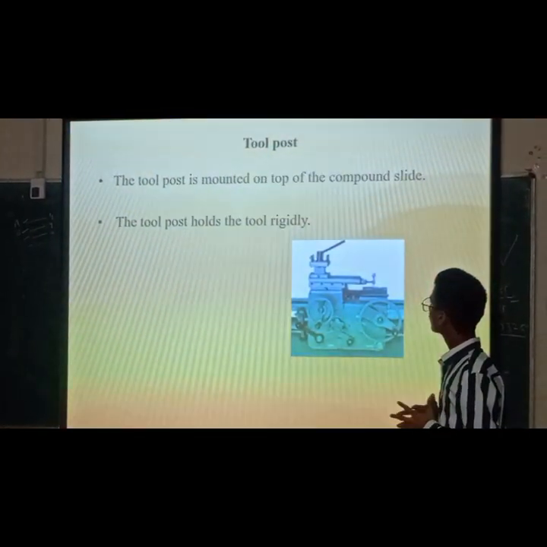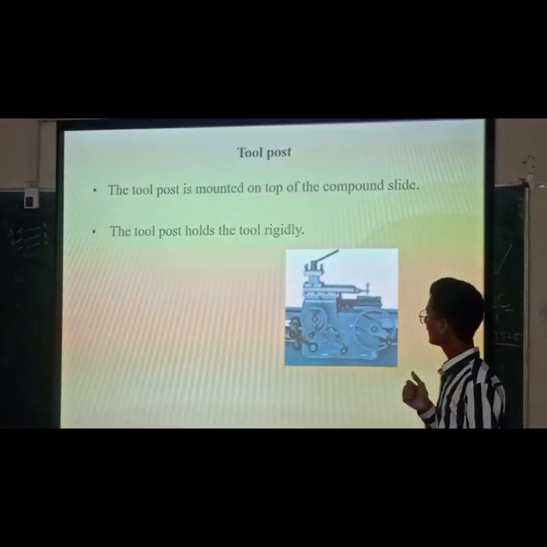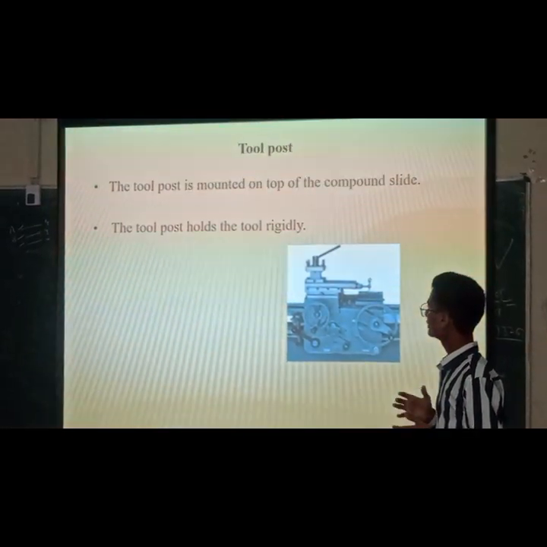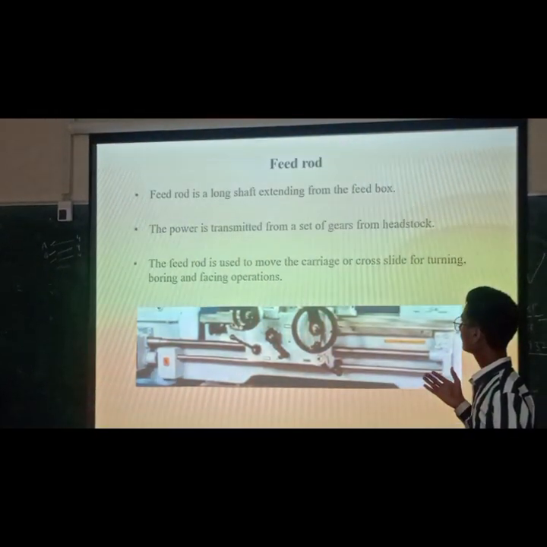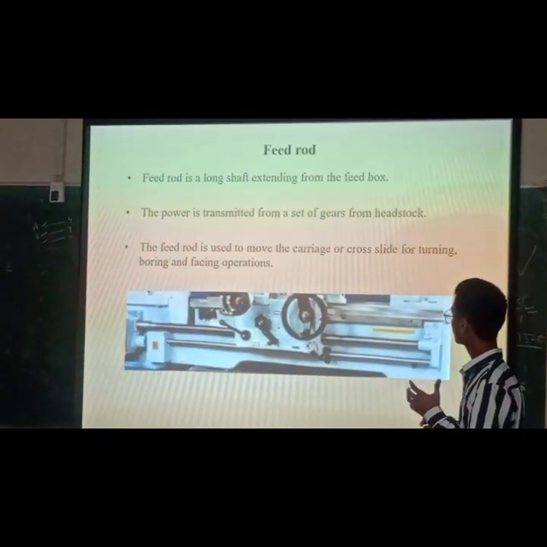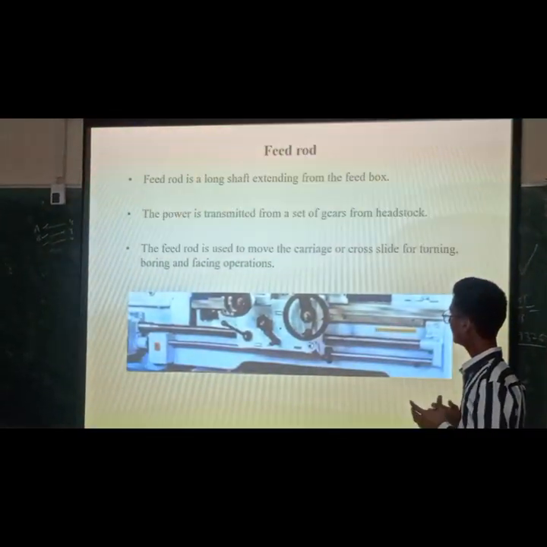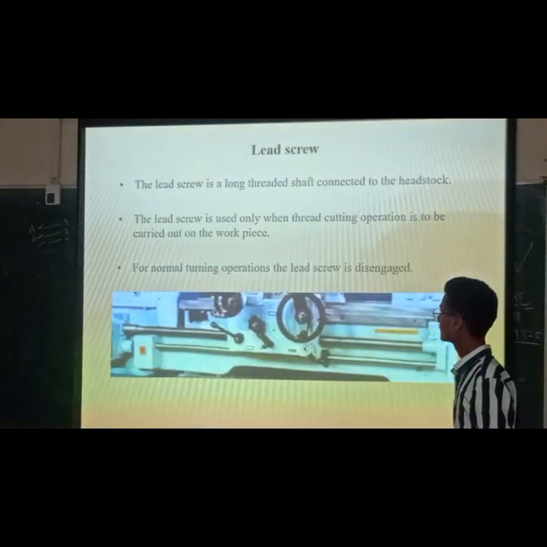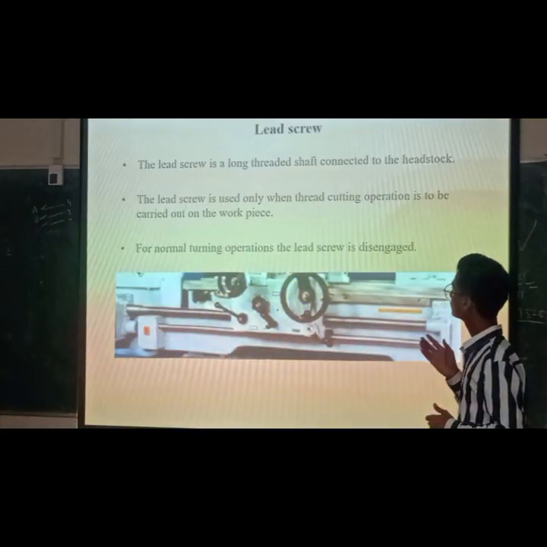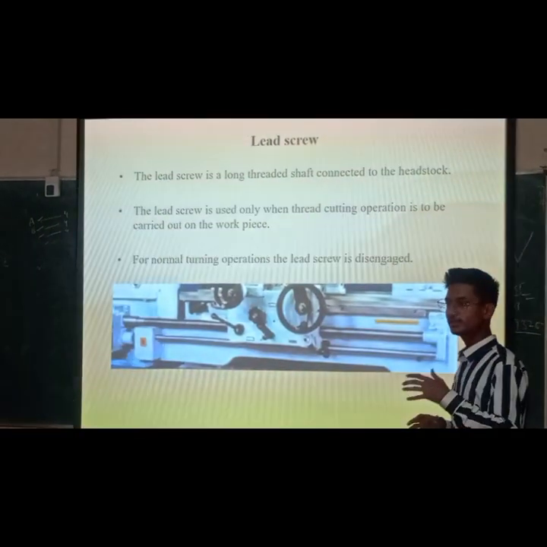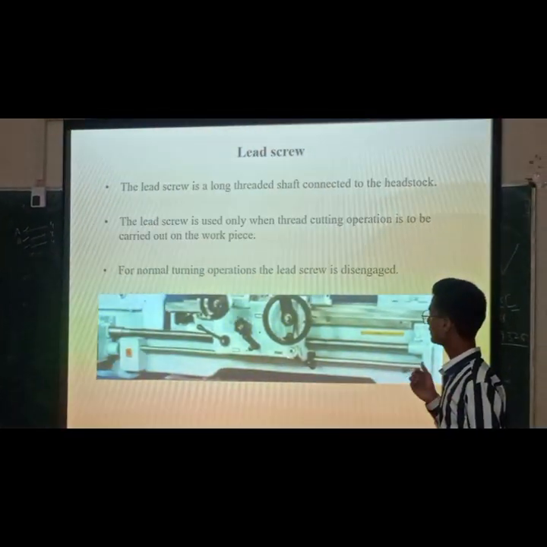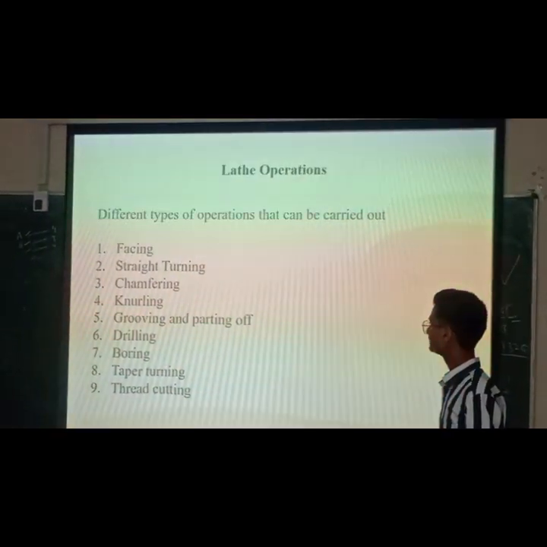Tool post is another part of the lathe machine that holds the tool rigidly. The feed rod that we can see is used to move the carriage or cross slide for turning, boring, and facing operations. The lead screw is also a long threaded shaft connected to the headstock. For normal turning operations, the lead screw is disengaged.